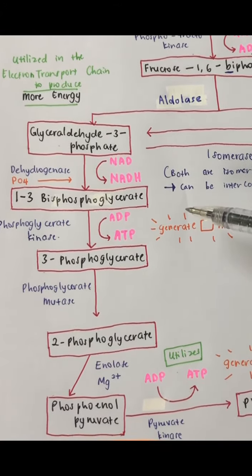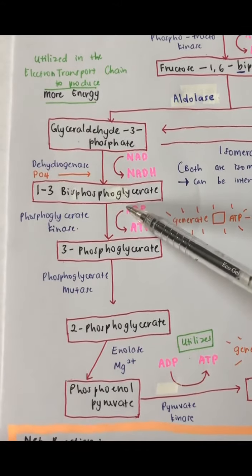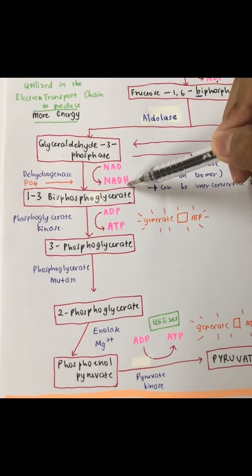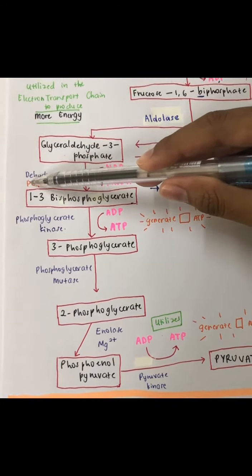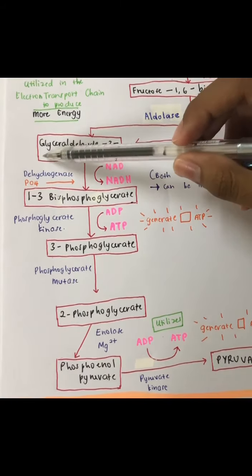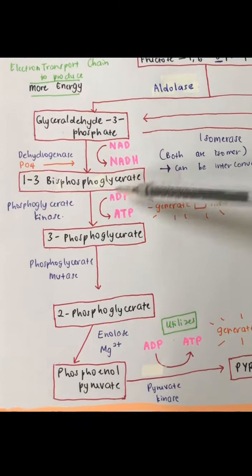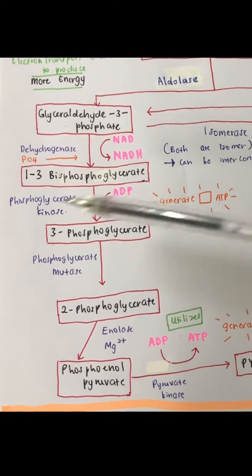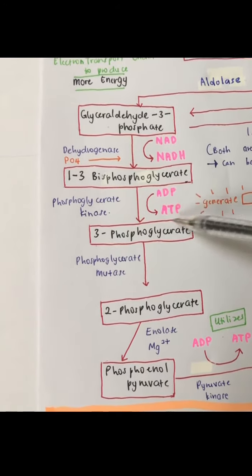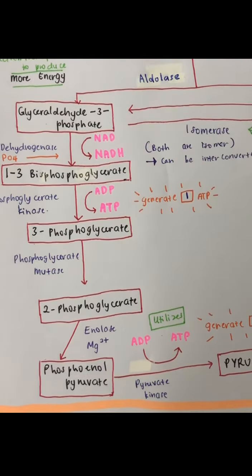The reaction continues with glyceraldehyde 3-phosphate, which is converted to 1,3-bisphosphoglycerate. In this reaction, NAD+ is converted to NADH, and an inorganic phosphate is added. This reaction is catalyzed by the enzyme dehydrogenase. Next, 1,3-bisphosphoglycerate is converted to 3-phosphoglycerate by the enzyme phosphoglycerate kinase. In this reaction, 1 ADP is converted to ATP. It generates 1 molecule of ATP.